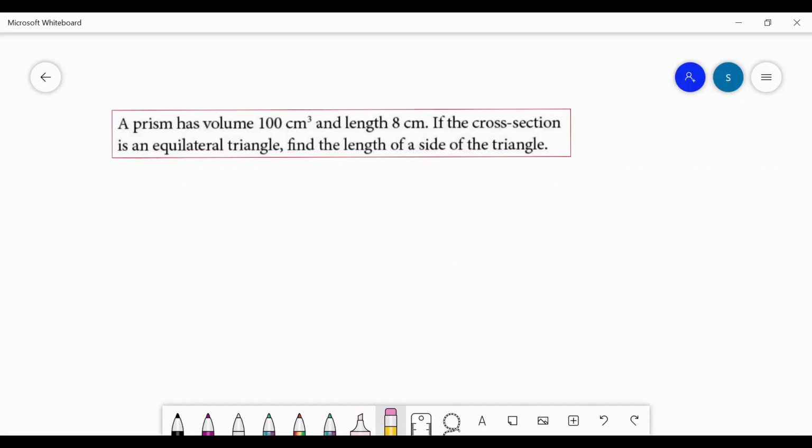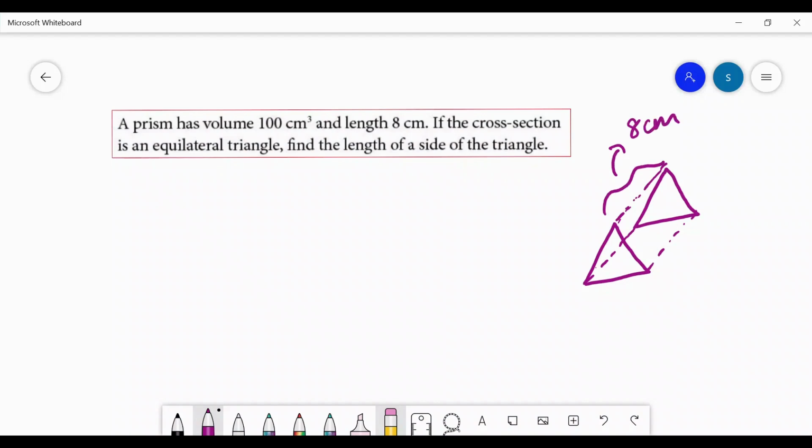Next, we have a prism has volume 100 centimeter cube and length 8 centimeters. If the cross section is an equilateral triangle, find the length of a side of the triangle. So first, let's just draw a prism here so that it's easy to understand. So this is what a prism looks like. They've given us the total volume of the prism, and they've also given us the length of the prism.